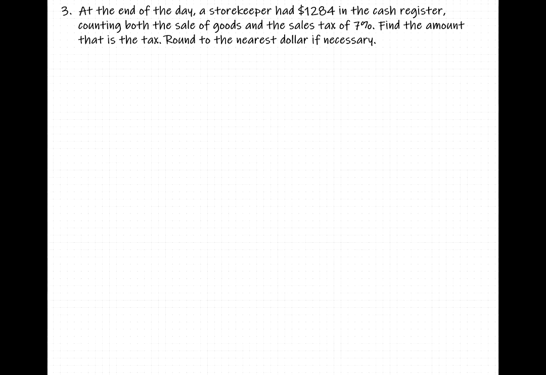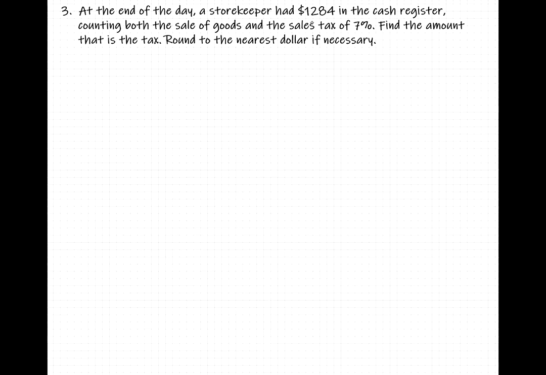At the end of a day, the storekeeper had $1,284 in the cash register, counting both the sale of goods and the sales tax of 7%. Find the amount that is tax and round that to the nearest dollar if necessary. All right, so what do we know and what is unknown here?